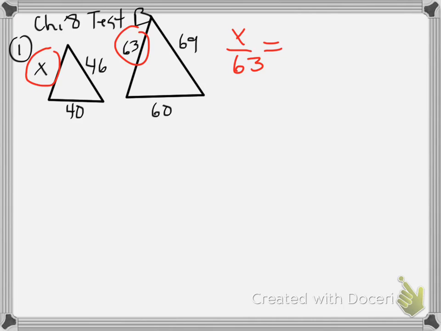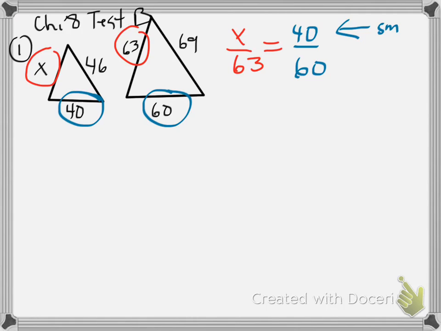And that should equal, you can pick your poison. These numbers look easier to work with though. I like 40 over 60. And you remember, these two on top of the fractions were in the small triangle, and these two on the bottom were in the bigger triangle. So we got some similarity in how we set them up. Top to bottom, top to bottom.